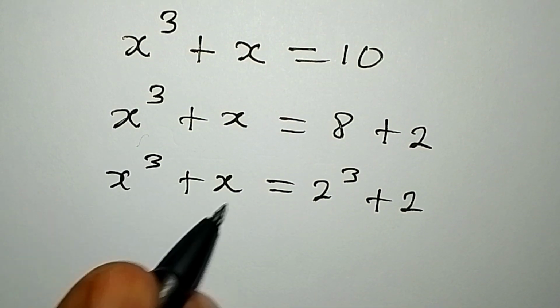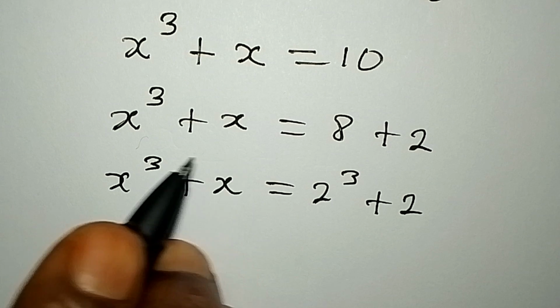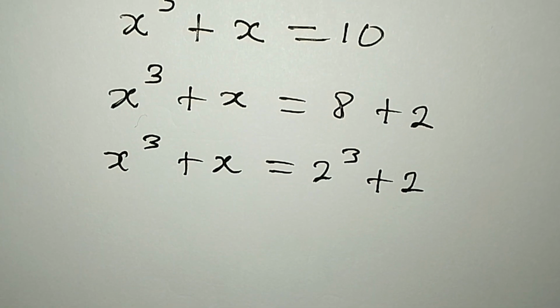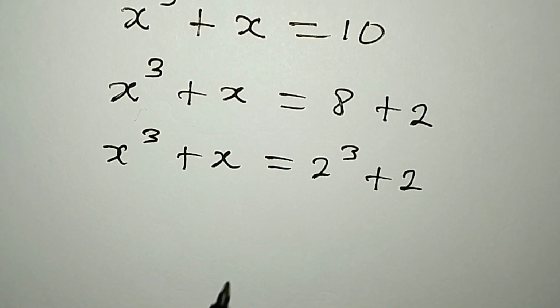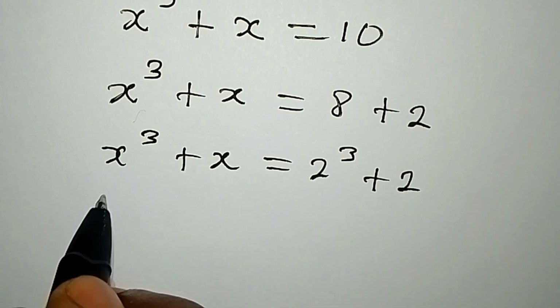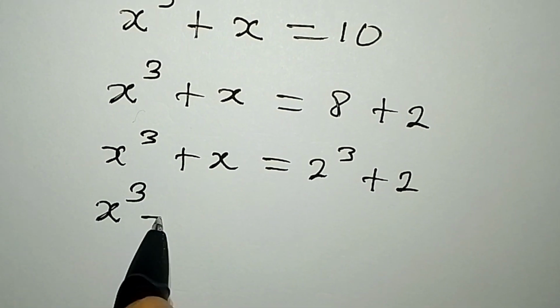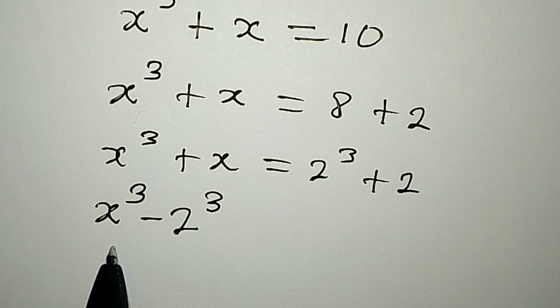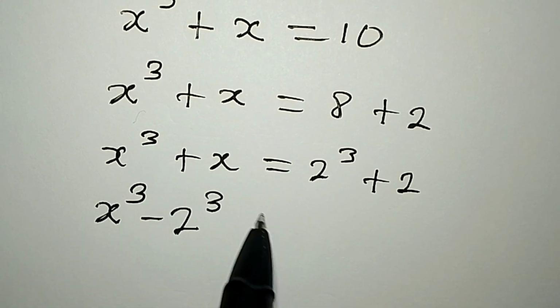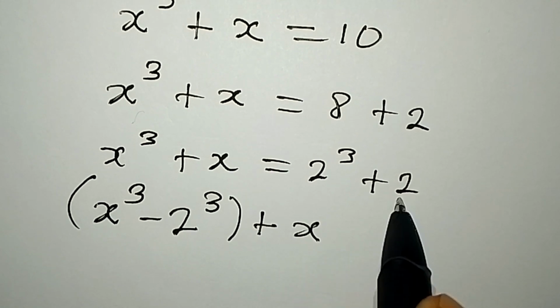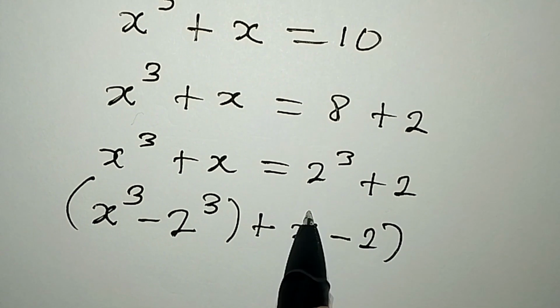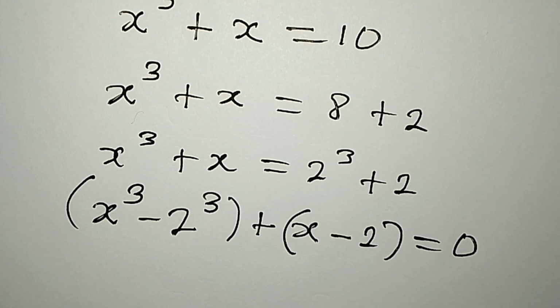But if you do the comparison, you're going to have just one solution, but we are looking for three solutions, whether real or complex. Now, for us to continue with this, we're going to combine these two together. So we write x to the power of 3 minus 2 to the power of 3. Both of them have power of 3, so we bring them together. Then plus, we're going to have x. This comes here to become minus 2, and this is equal to 0.